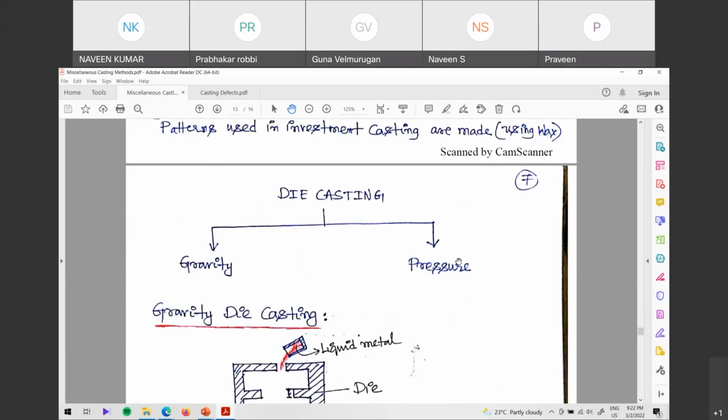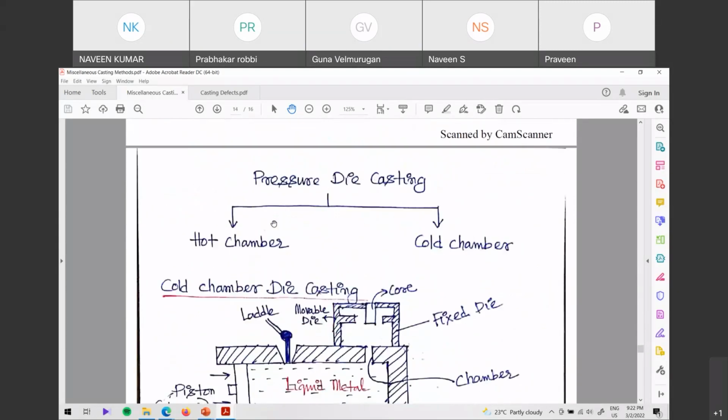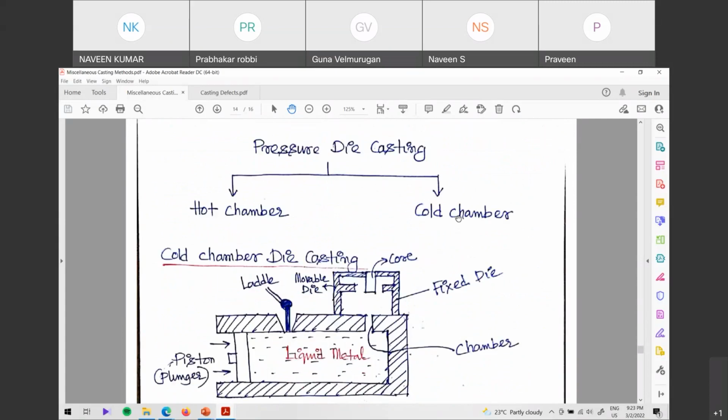Next is pressure die casting. In pressure die casting, we have two different types: hot chamber die casting and cold chamber die casting. So what are those? Hot chamber and cold chamber. First, let's discuss cold chamber, then we'll discuss hot chamber.